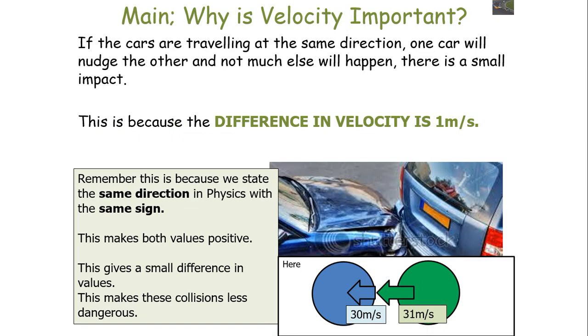However, if two cars collide and they're traveling in the same direction, so one car goes into the back of another car, it's a slight nudge and not as dangerous as a head-on collision. That's because the difference in velocity is small. Because if they're both traveling in the same direction, they're going to have the same sign, either plus or minus. So therefore, the difference now is only 1 meter per second. So as a result, it is not as dangerous a collision. So when we consider the direction of the quantity, it gives us a lot more useful information to apply to a situation.